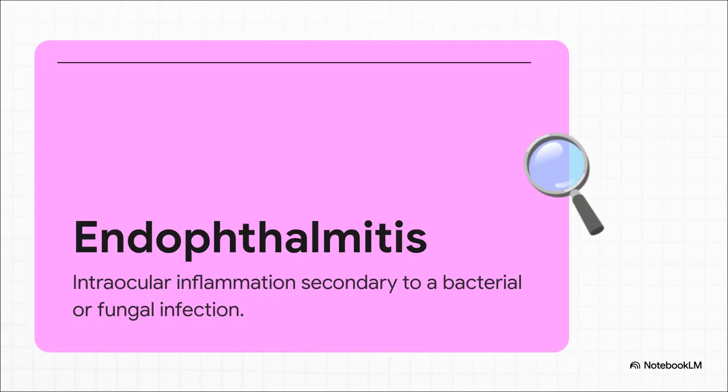The eye is simply the canary in the coal mine for profound systemic disease. Here's a massive clinical pearl for you. Do not confuse panuveitis with endophthalmitis. Endophthalmitis specifically refers to an active bacterial or fungal infection. Clinically, these patients are going to present with a thick hypopyon in the anterior chamber, severe pain, and a precipitous drop in vision, usually following intraocular surgery or trauma. The acute management algorithm here requires an immediate vitreous tap and injection of broad-spectrum intravitreal antibiotics, typically vancomycin and ceftazidime.